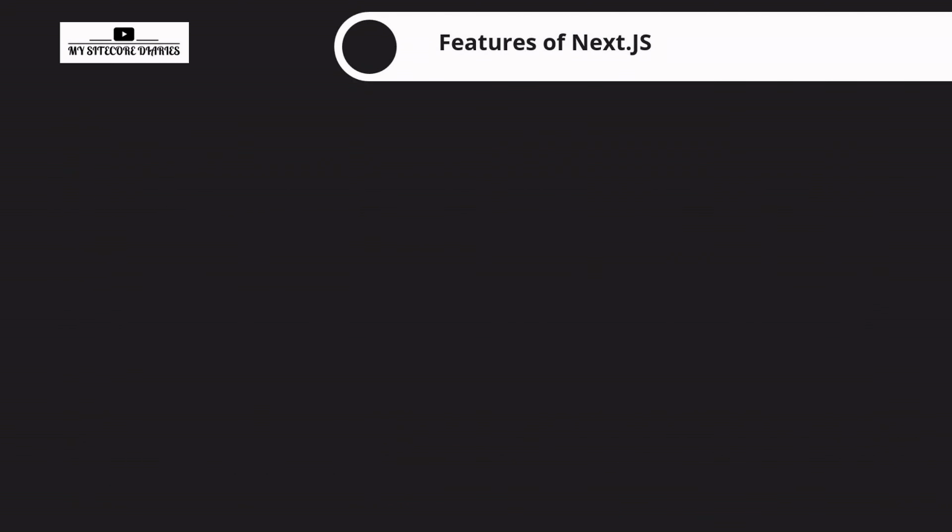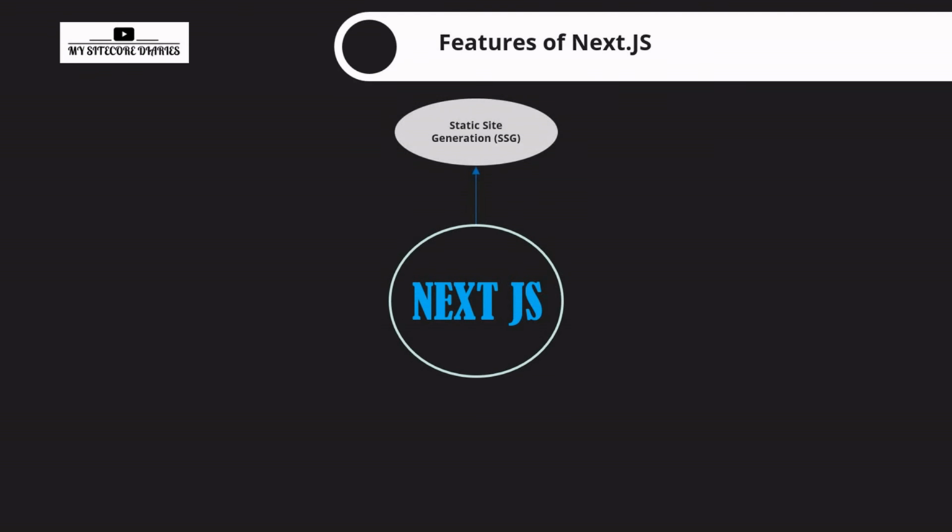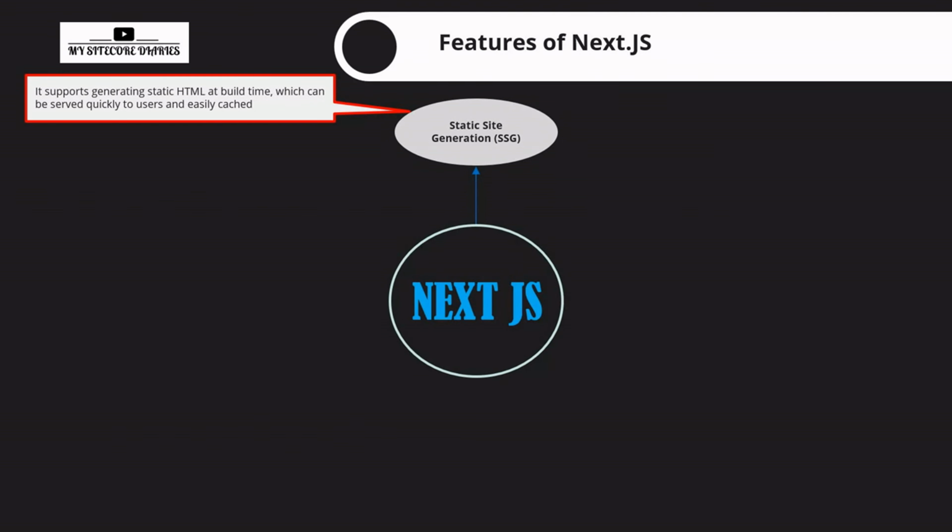Now let's see features of Next.js. Static site generation. So it supports generating static HTML at build time, which can be served quickly to users and easily cached. So it is basically using static HTML, which can be stored in the cache, also in a CDN like Cloudflare, where you can easily get that data. So it supports static site generation.